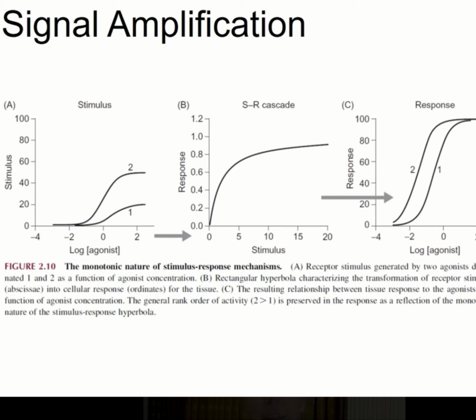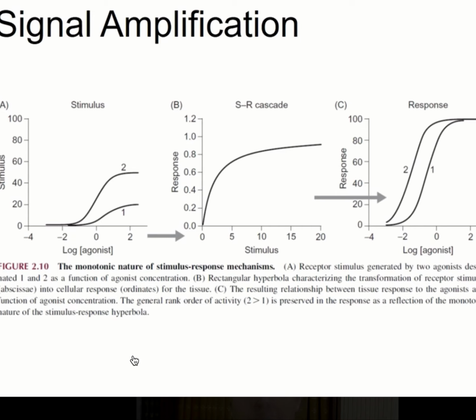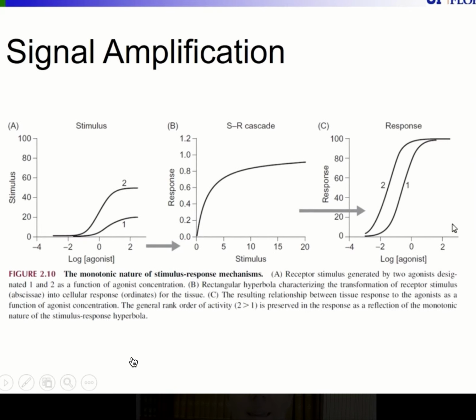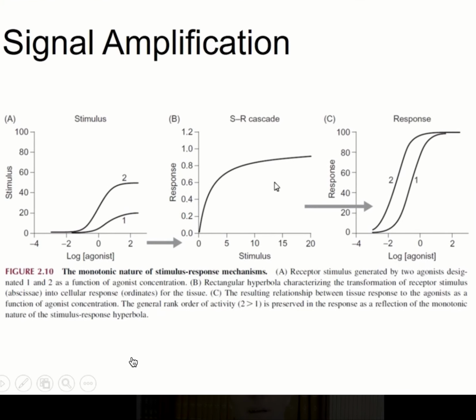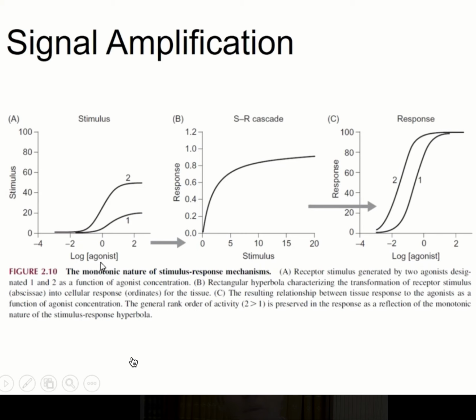This is a figure that is very similar to one that we saw in the occupancy theory lecture, where we have graphs representing a stimulus at the beginning, response at the end, and then a function that converts stimulus into response in the middle. So here at the beginning, we have two different agonists. Both have very different stimulus curves. As we go up in agonist concentration, agonist 1 does not achieve nearly the amount of stimulus as agonist 2, and it looks like maybe the EC50s are different. It looks like it probably is different, but it's not incredibly obvious to the naked eye.